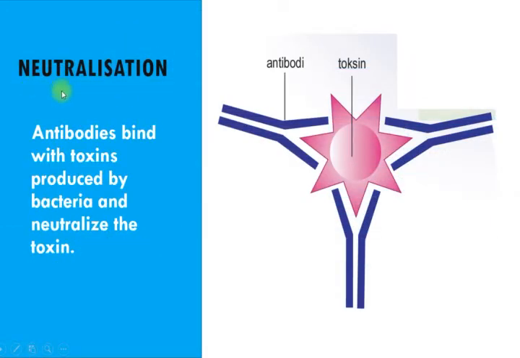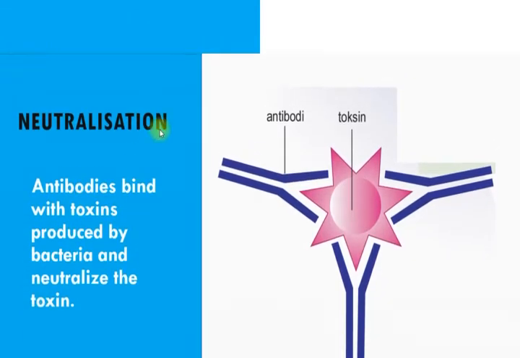The second one is neutralization. The keyword here is neutralize. The antibodies bind with toxin produced by bacteria and neutralize the toxin. This is the antibody, and this is the toxin that is produced by the bacteria. When the antibody binds with the toxin, it will neutralize the toxin. That is the second mechanism, neutralization.